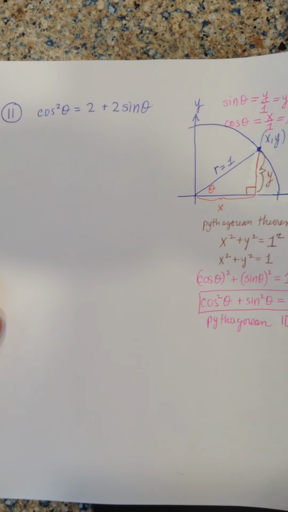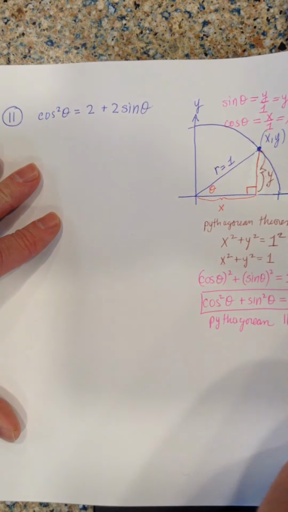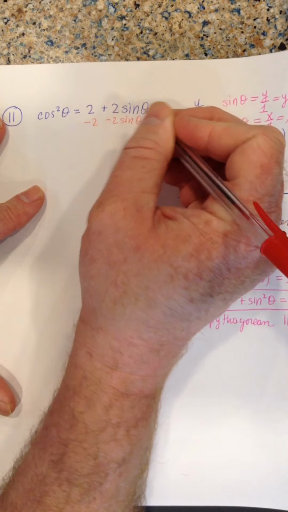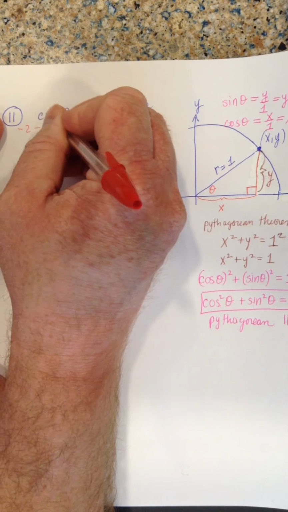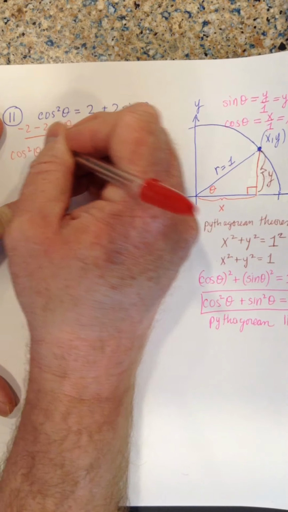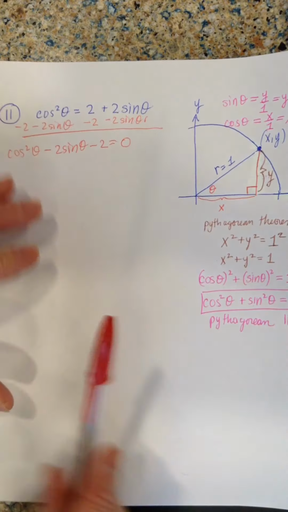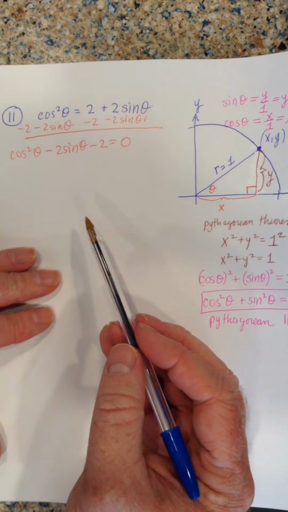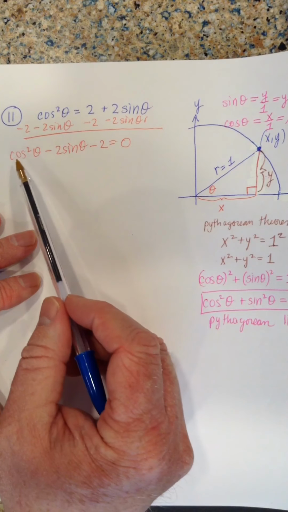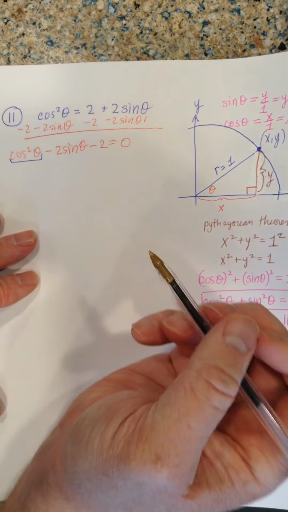Okay, so going back to this problem, I'm going to do some algebra, and I'm going to subtract 2 and 2 sine theta from both sides. And so I get cosine squared of theta minus 2 sine theta minus 2 equals 0. Now, that looks like a quadratic that I should be able to factor, but the problem is I don't have like terms. It'd be really nice if this right here could be replaced with something involving sines.